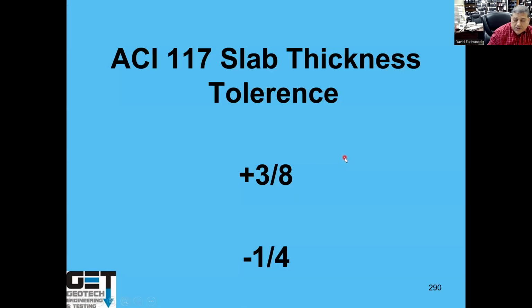The tolerance for slab thickness is plus 3/8 and minus 1/4 of an inch. That means when you pour a slab, it should not be thicker than 3/8 of an inch more than the specs and 1/4 of an inch less. So if you're pouring a 6-inch slab, it should not be more than 6 3/8 and less than 5.75 inches in thickness.